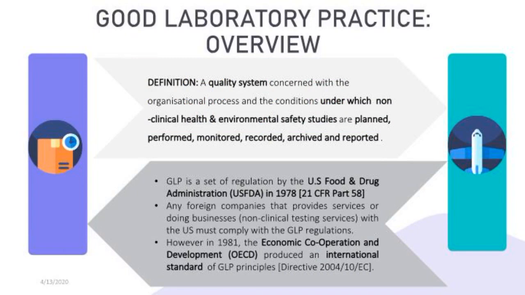Now, what is actually GLP? By definition, the GLP is a quality system concerned with the organizational process and the conditions under which non-clinical health and environmental safety studies are planned, performed, monitored, recorded, archived and reported. The GLP is actually a set of regulations by the US FDA. Thus, any foreign companies that want to do business with the US companies have to comply with the GLP regulations. However, in 1981, the OECD came up with an international standard of GLP principles.